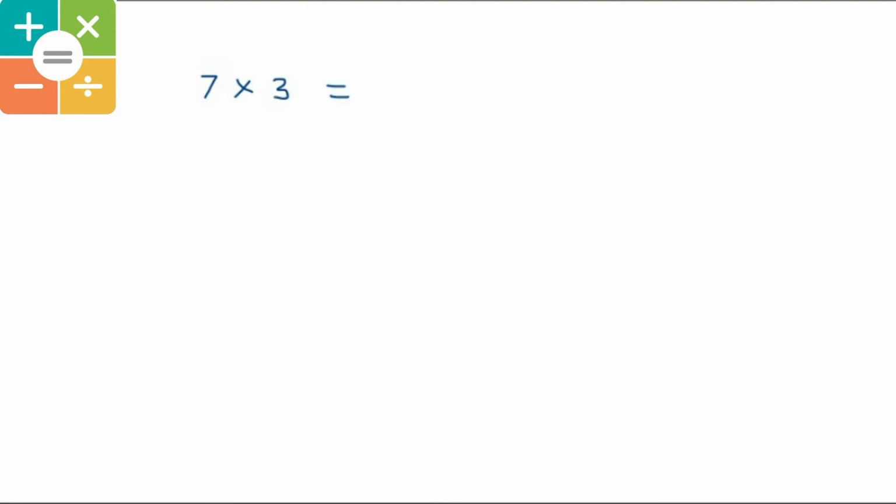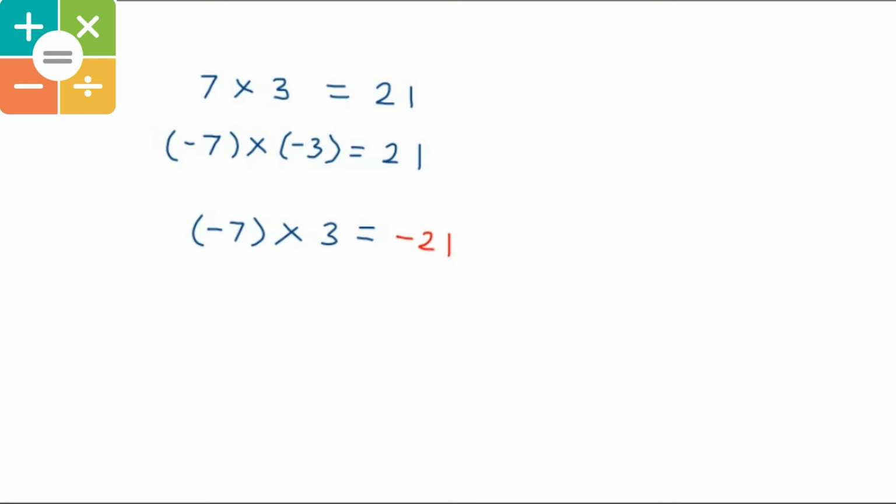Let us take example: 7 multiplied by 3, 21. Minus 7 multiplied by minus 3, 21. Minus 7 multiplied by 3 is minus 21. 7 multiplied by minus 3 is again minus 21.